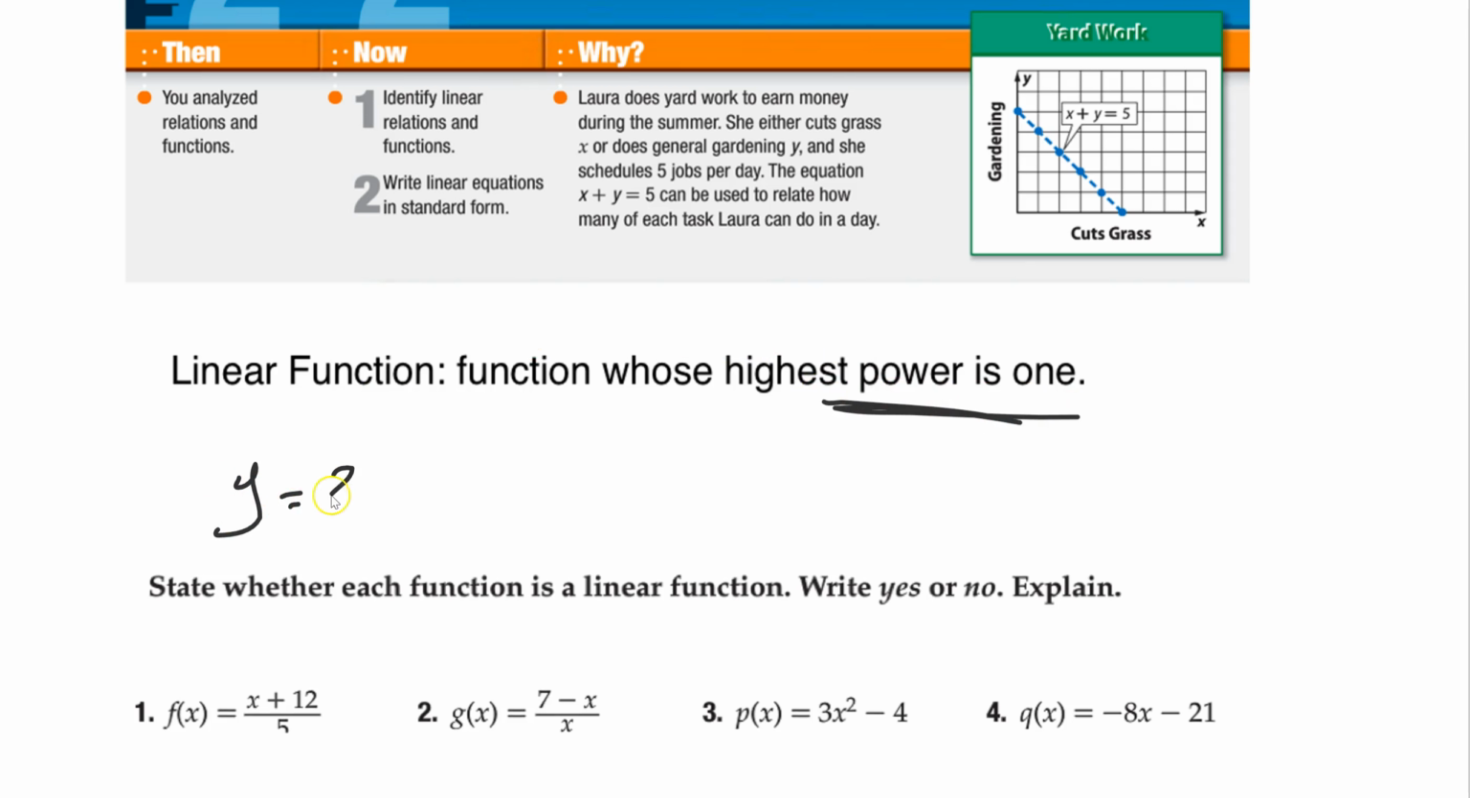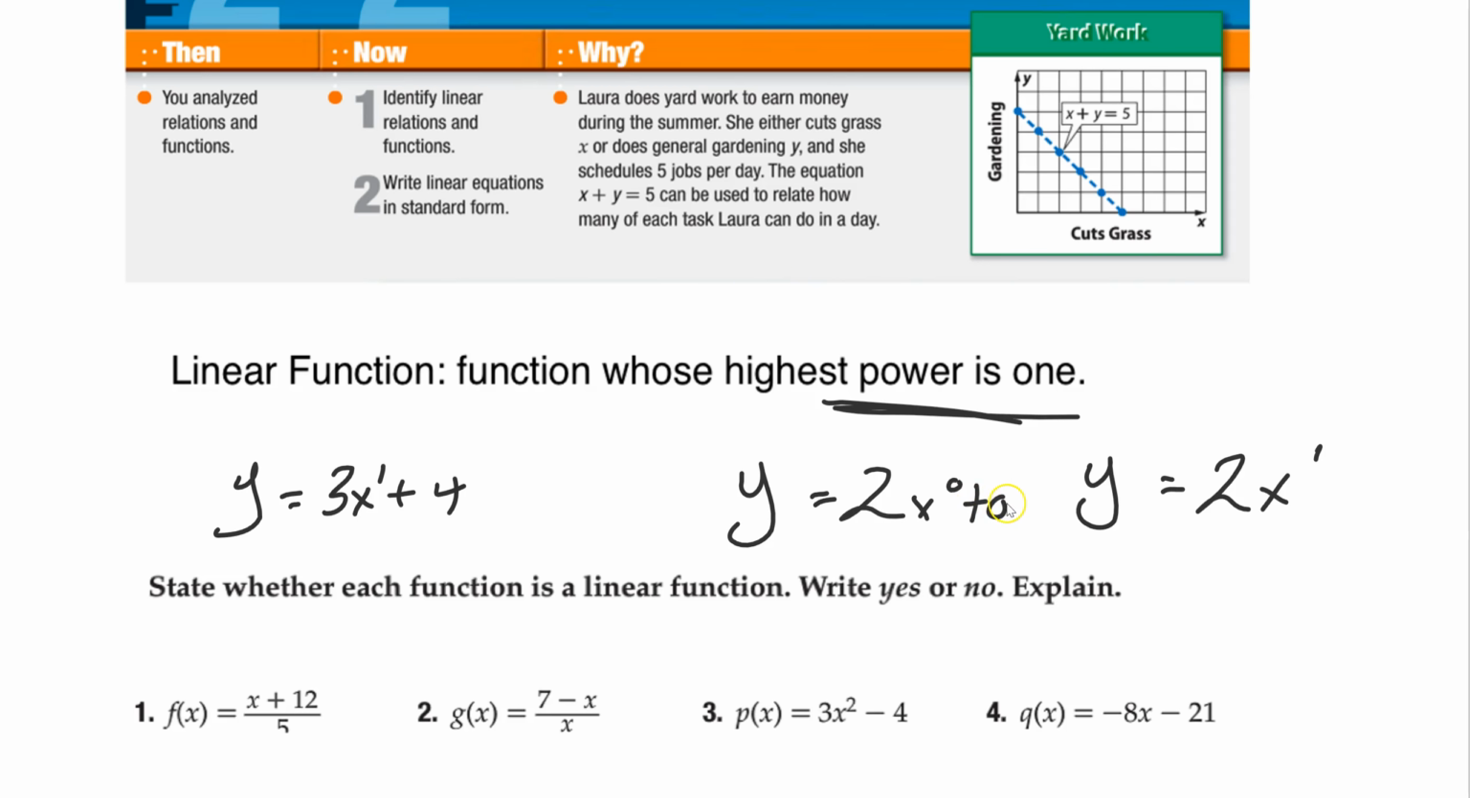So, something like this, something like this, something like this. The highest power in all of these is the power 1. Now this one doesn't have a power, it's x to the 0, but we say it's plus 0 x to the 1 power. So it's a linear function. Why? Because when you graph it, it's a line that passes the vertical line test.